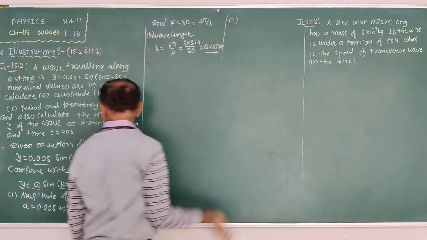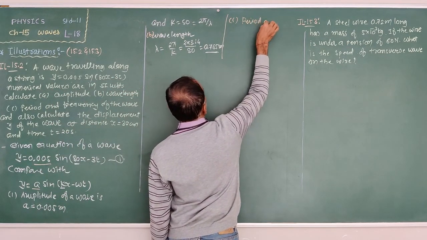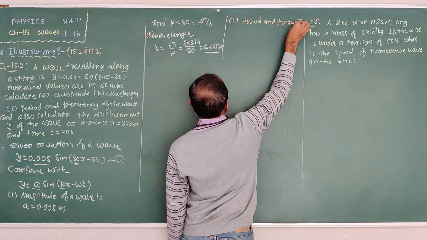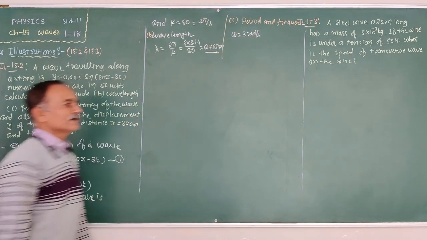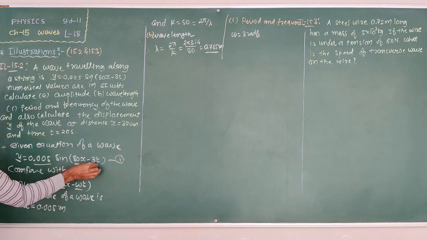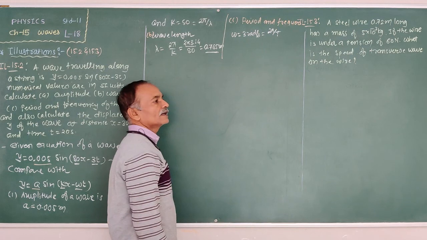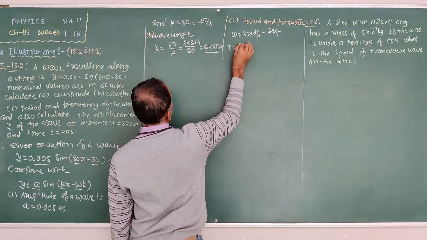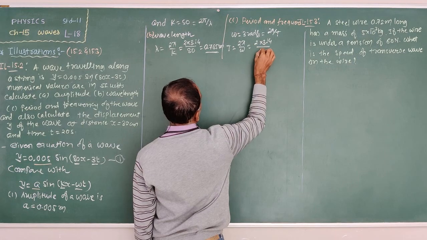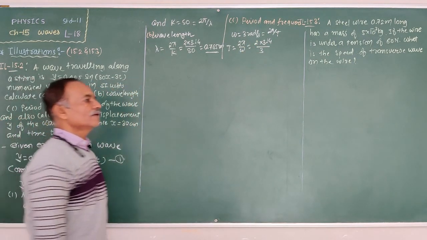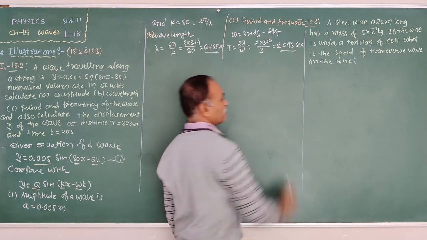Now C. We have to find the period and frequency. By comparing, omega is equal to 3 radian per second. But we know that omega is equal to 2 pi upon T. Therefore, the periodic time T is equal to 2 pi upon omega, that means 2 times 3.14 upon 3. Therefore, 2.093 second is the value of the periodic time.